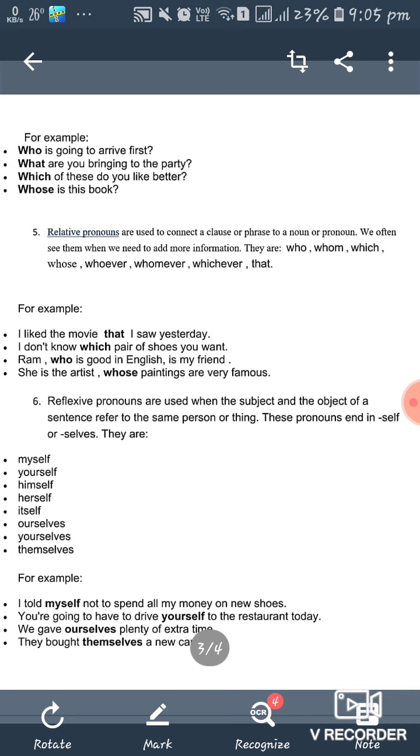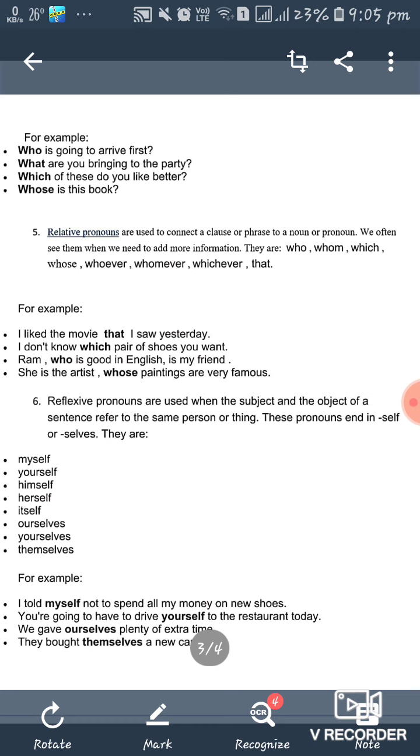So which are those sentences which we have joined? I like the movie. I saw it yesterday. So how have we joined them? With the word that. I don't know which pair of shoes you want. Again, which is joining two sentences. She is the artist whose paintings are very famous. Alright. So whose is again joining these two sentences.